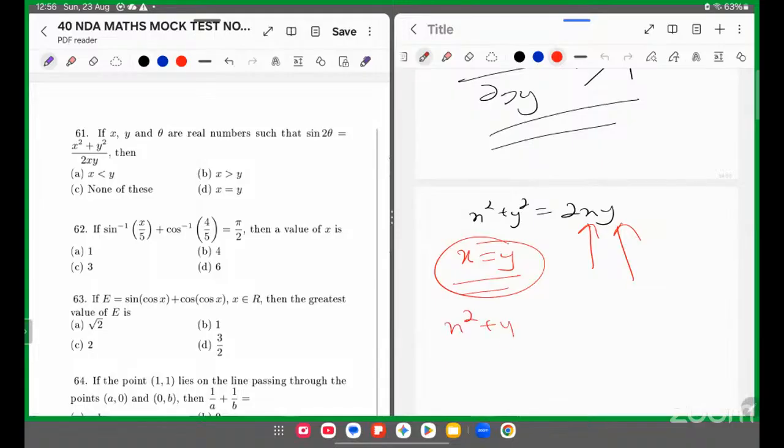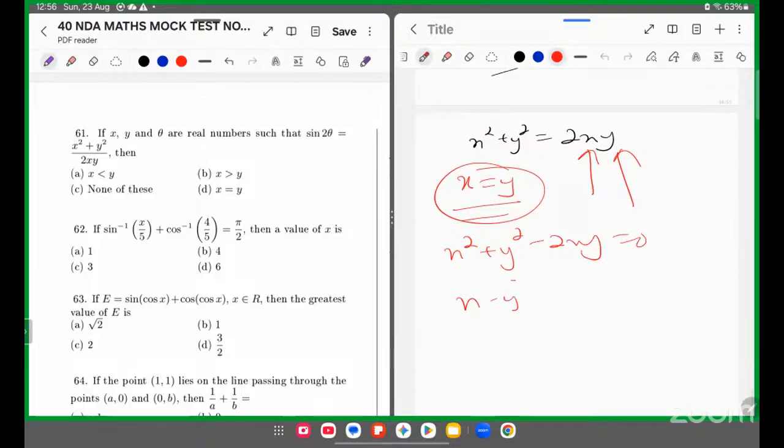Anyway, x square plus y square minus 2xy equal to 0. We can write it as x minus y the whole square equal to 0. Then also I can write it as x is equal to y. The option is option D. So we can use the concept of arithmetic mean and geometric mean. Arithmetic mean is always greater than or equal to geometric mean.